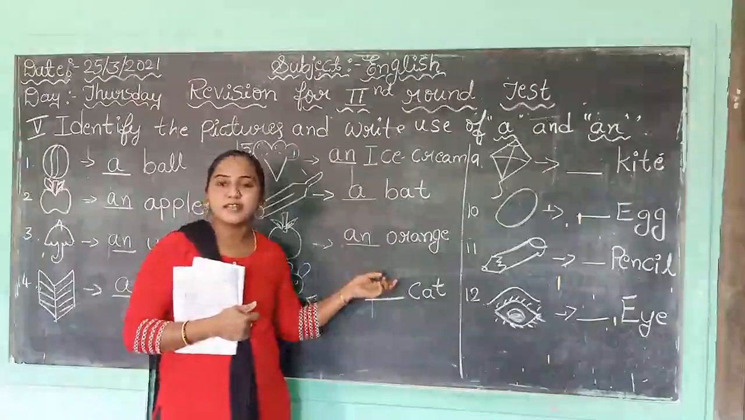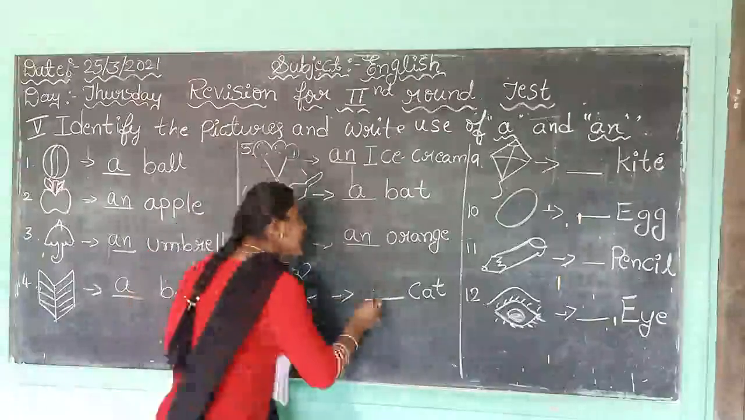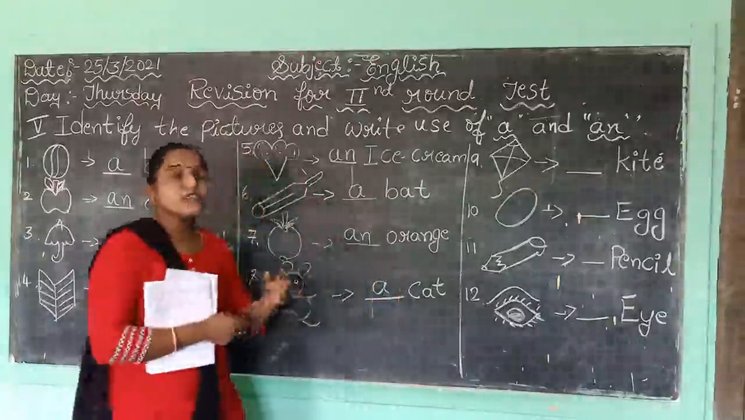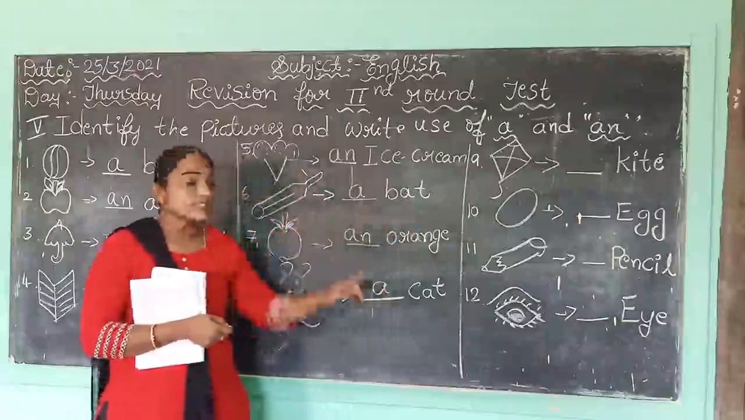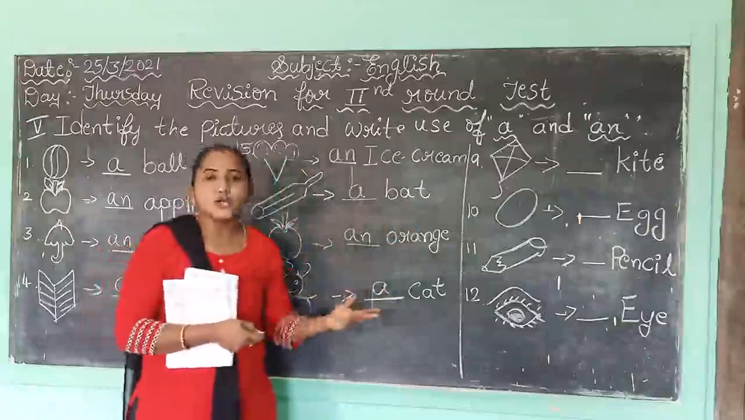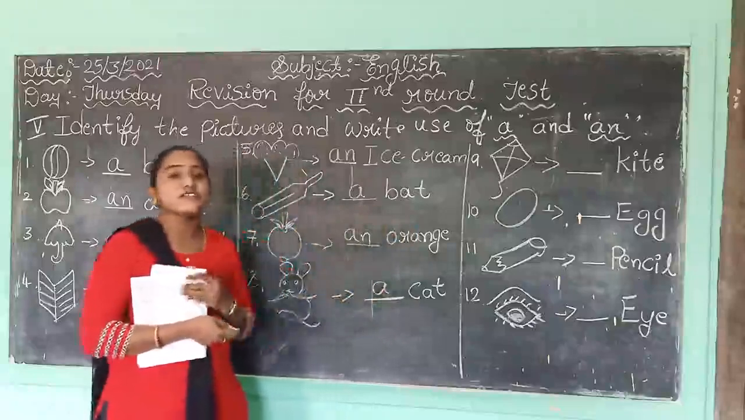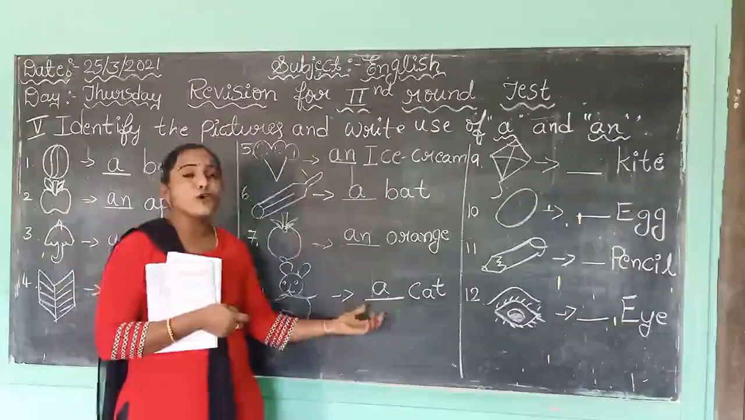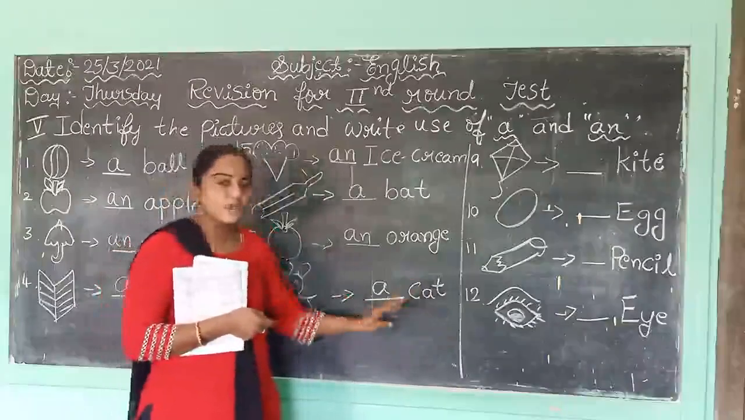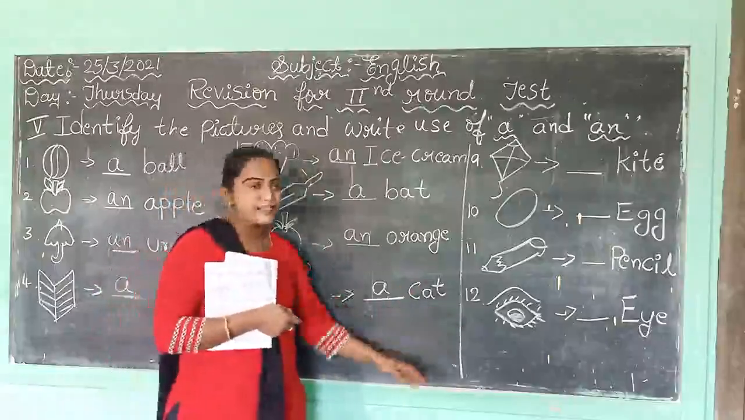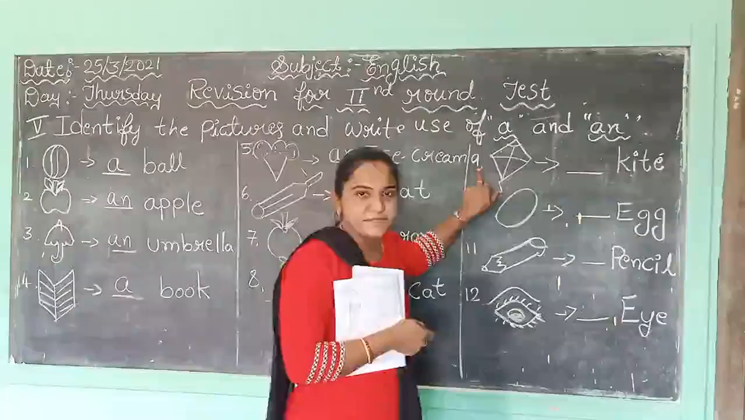A or an article? So I have to write on the dash A, because C-A-T, cat. That word has a beginning letter C. C is a consonant letter. So you must write on the dash A before cat. Now we pronounce it as a cat. Okay? A cat. Next, let's go to the ninth one.